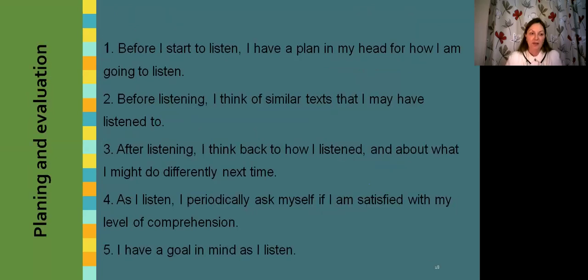Now, the second factor is planning and evaluation. Before I start to listen, I have a plan in my head for how I am going to listen. Before listening, I think of similar texts that I may have listened to. After listening, I think back to how I listened and about what I might do differently next time. As I listen, I periodically ask myself if I'm satisfied with my level of comprehension. And number 5, I have a goal in my mind as I listen. That's how we plan.